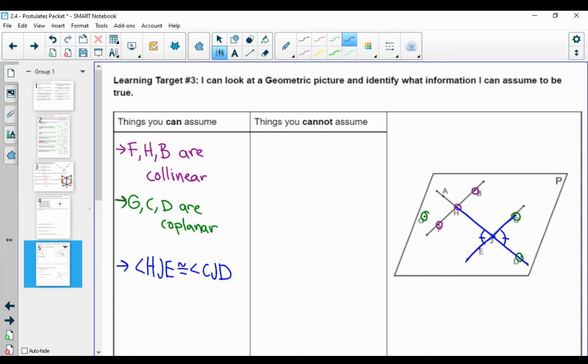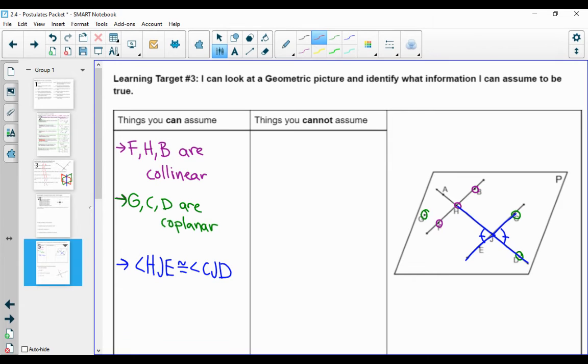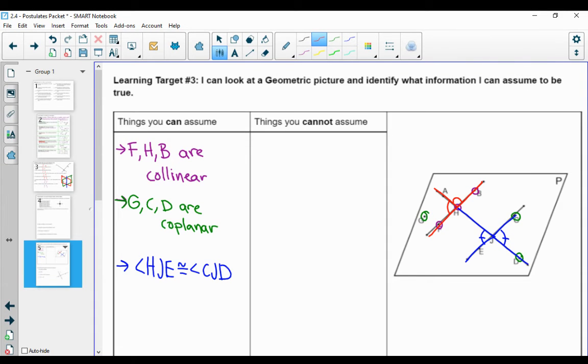And then another thing we can assume is that linear pairs are supplementary. Remember, linear pairs are formed when you have a line with a ray coming off of it. So these two angles form a linear pair, and they're supplementary, so they add up to 180. Let's call the angle on the left FHA, and the one on the right we'll call BHA.